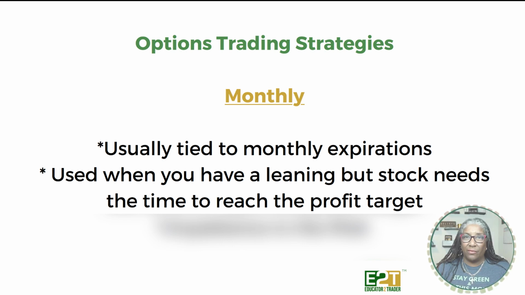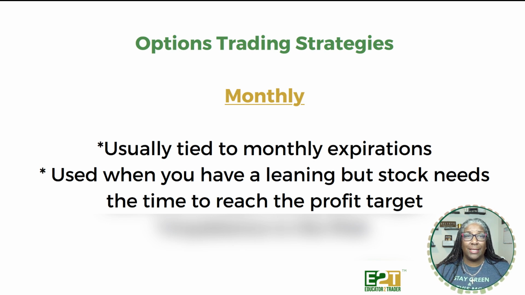That means you need to give it time to make its movement because nothing generally ever moves in one direction completely. It may go up, it pulls back a little bit, goes up some more, it goes down, hopefully pulls back, goes down some more. Generally, stock does not move in a straight line. So you use monthlies when you're thinking you have a good future stock target, but the stock needs the time to get to it. It's not going to get there in the short term. It may take a little longer.